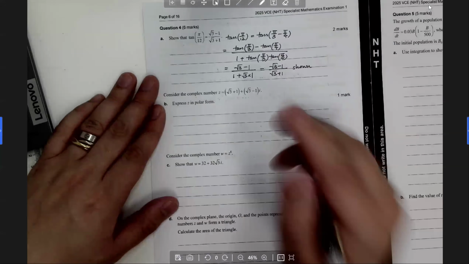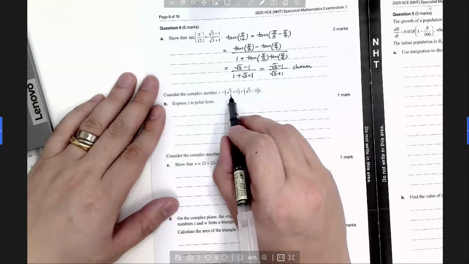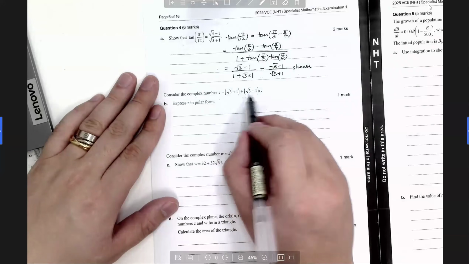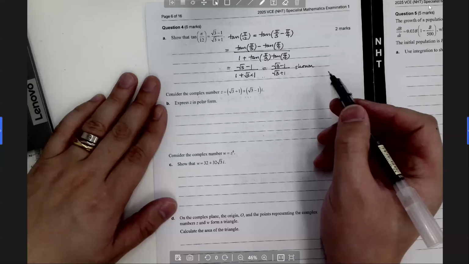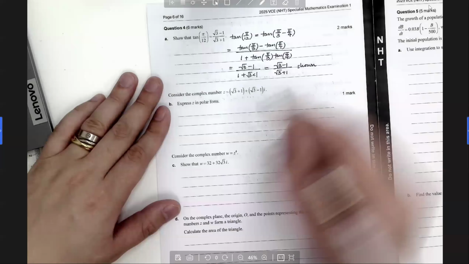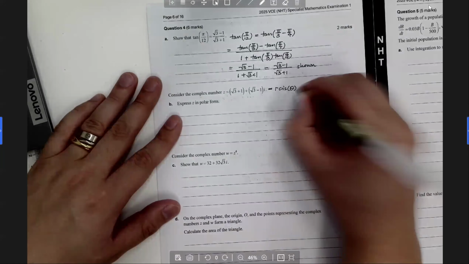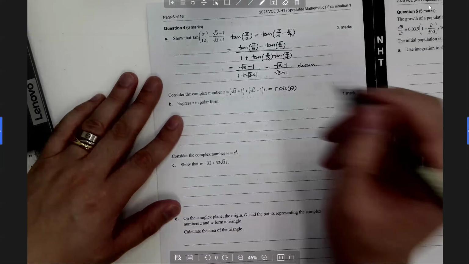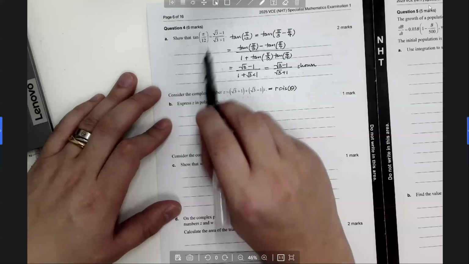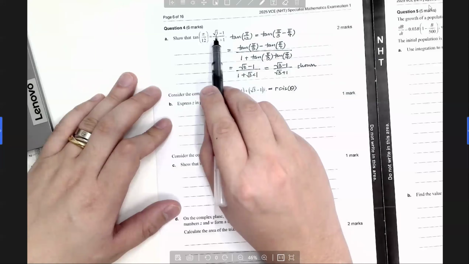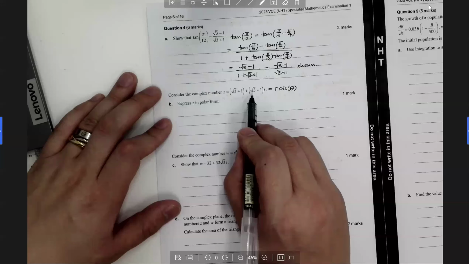And consider the complex number z equals root 3 plus 1 i, plus root 3 minus 1 i. Express z in polar form. So this form should be written as r cis theta, something along this line. And then probably it's related to part A because you can see the root 3 minus 1 and root 3 plus 1 here.